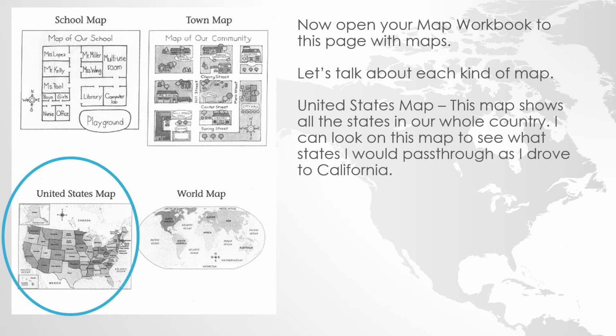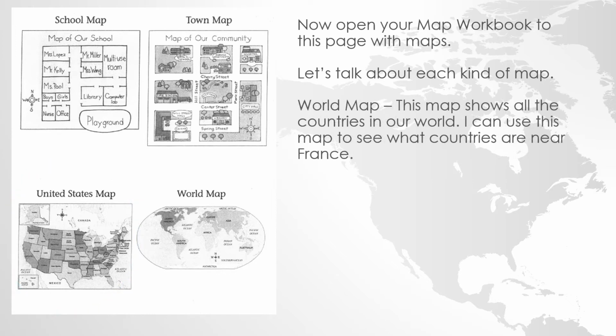The United States map. This map shows all the states in our whole country. I can look on this map to see what states I would pass through as I drive to California. And our world map. This map shows all of the countries in our world. I can use this map to see what countries are near France.